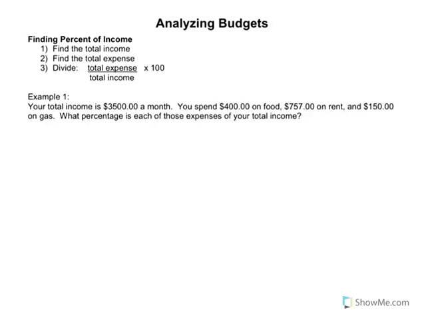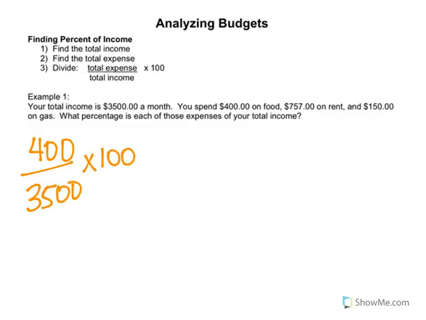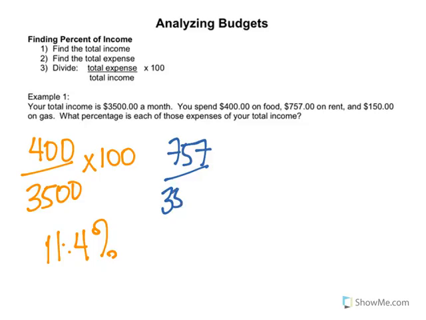So we're just going to take that number, divide it by the total, times by 100. So for your, what is this, food, it's 11.4%. Doesn't seem unreasonable. 757 out of 3,500 times by 100, and it's 21.6%. Quarter of your income goes to your rent.